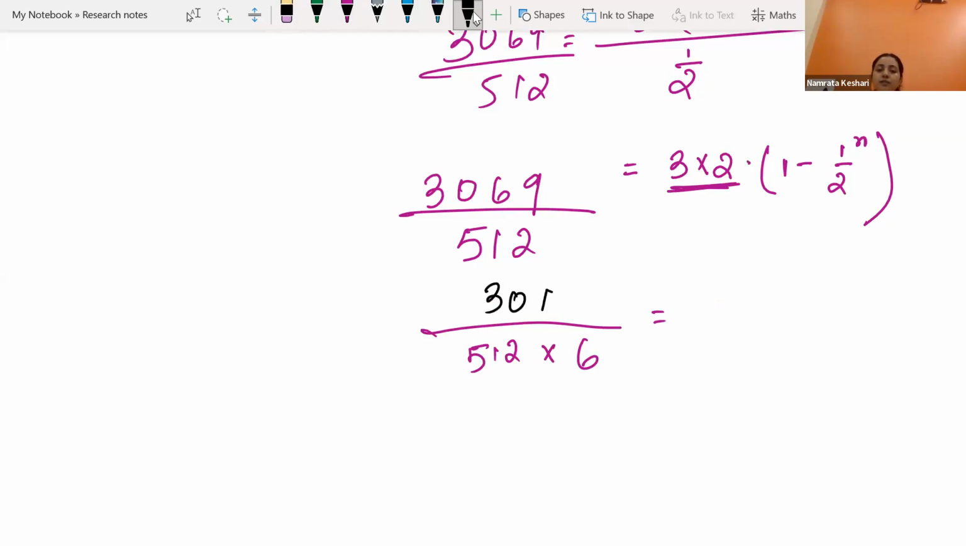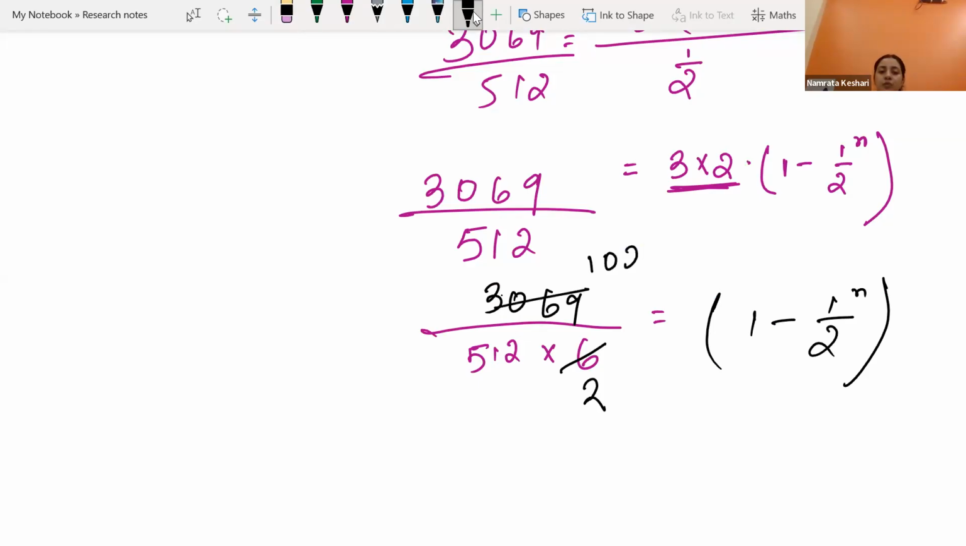Are you getting it? Yes, ma'am. Okay, 1 minus 1 by 2 to the power n. Now let's start doing the cancellation if possible. So I can see the numerator and denominator both are divisible by 3. 3 2 times 6, 3 1 times 3, 3 2 times 6, 3 3 times 9.